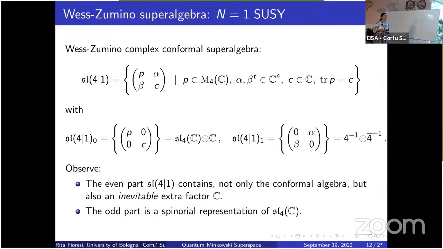Now, what is it? It is a central extension, correct. I am too easy, I have to do things more complicated. Of course, experts, I'm sorry. So this is the even part, SL4, and then this element, and then there is the odd part. The odd part will be a four-dimensional representation of SL4C, and it turns out to be a spinorial representation, with a lot of physical meaning. For me, a mathematician, it is a representation, but okay. So this is the setup.